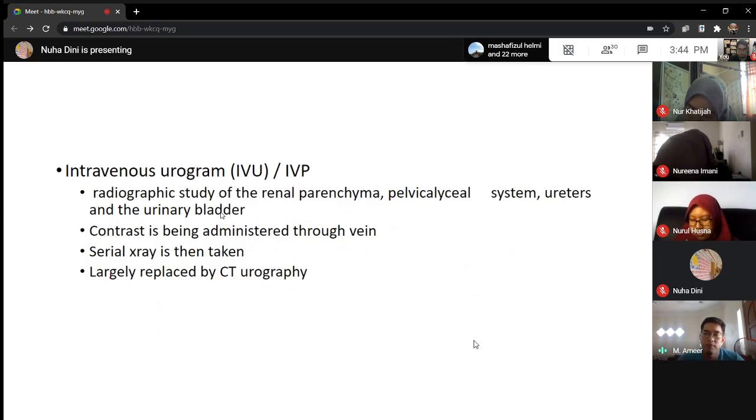Okay, previously, before CT, the gold standard was intravenous urogram, IVP. However, nowadays, it is not commonly done because it is largely replaced with CT scan. It is a radiographic study of the renal parenchyma, pelvic system, ureters, and the urinary bladder. We administer contrast to the patient intravenously, and after that, serial X-rays are taken. Okay, next.